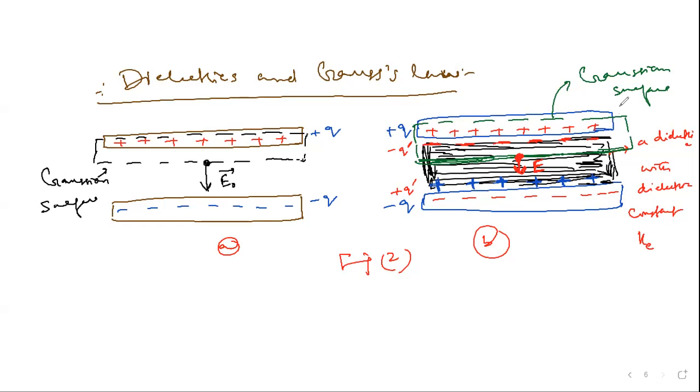And we have again shown a Gaussian surface. It encloses the positive charge on the plate and induced negative charge on the surface of the dielectric slab. And we are showing electric field within the dielectric as E, which is smaller than E naught. So I have shown this vector smaller, right?